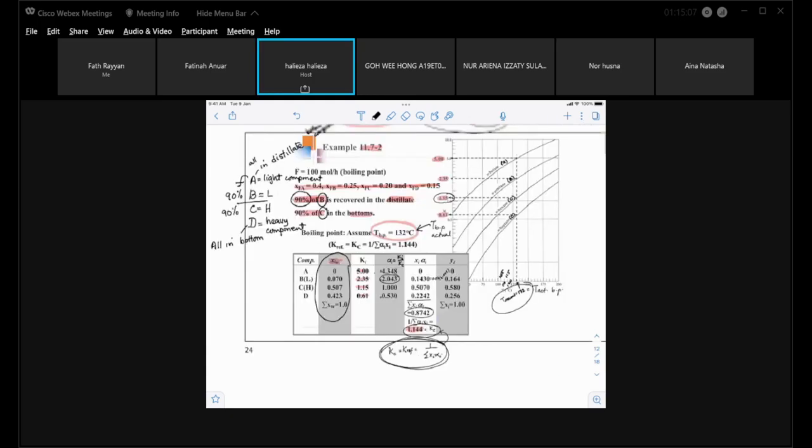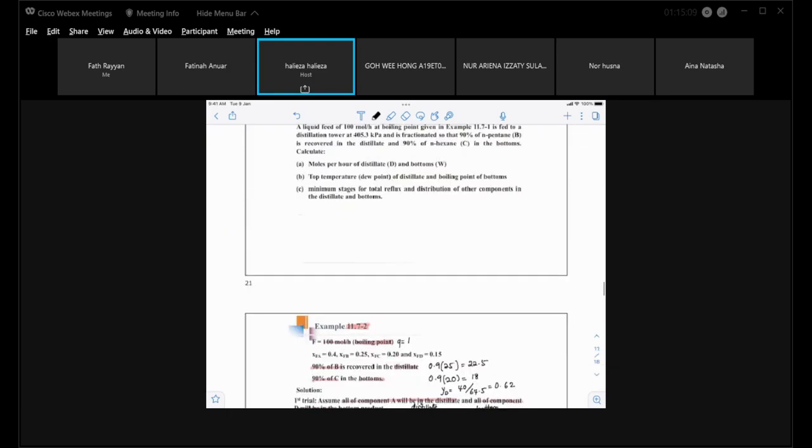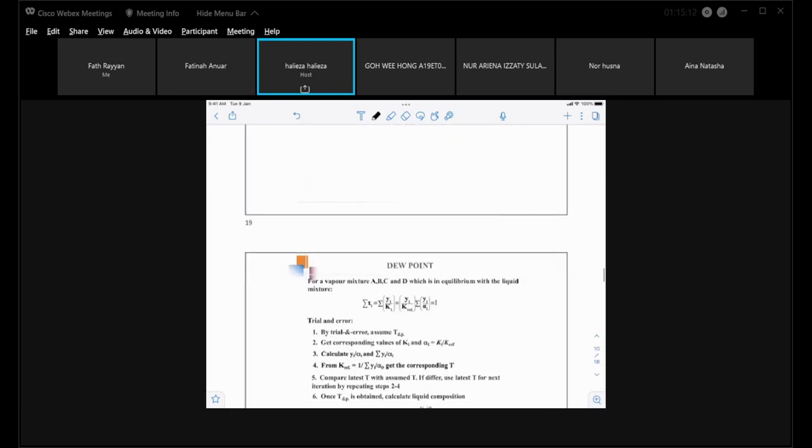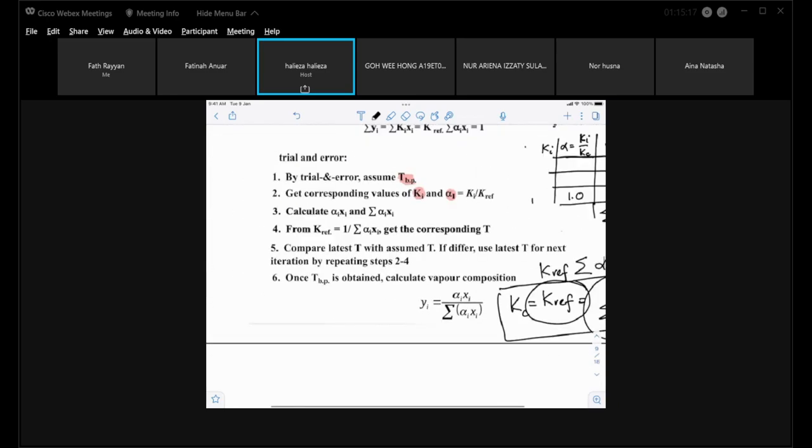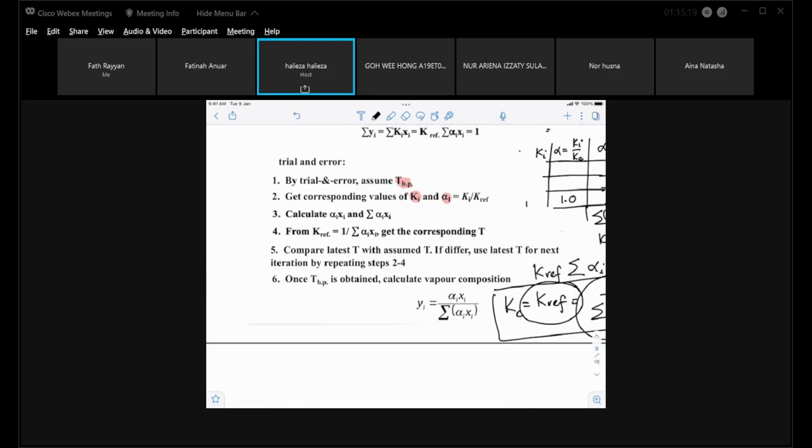Any other questions? So the steps, I have written them over here. This is the dew point. This is the bubble point. Okay, these are the steps. For that question just now, if your K value is not the same as the previously assumed temperature, then you use the latest temperature for the next iteration and repeat the whole thing all over again until you come to the very exact value, or very close to the K value calculated from the previous temperature that you used. If it's the same, then you proceed to the next part.